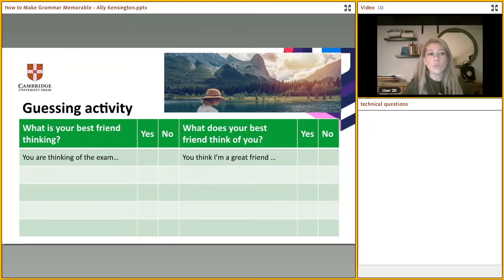Get them to write some sentences. You're thinking of the exam. You're thinking of this and that. Or another type, what does your best friend think of you? You think I'm a great friend. You think I'm brilliant. You see what I mean? And get them to go and check by asking and answering. We're talking about communication. This is a perfect opportunity for your students to get together and ask and answer. As I said, every single bit of opportunity that you get, use it to your advantage.